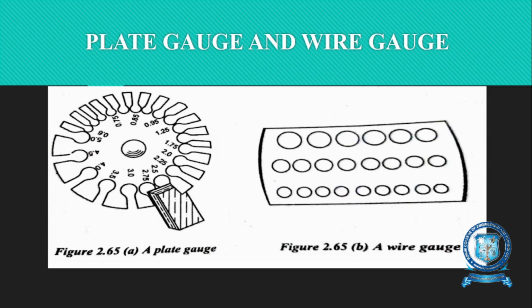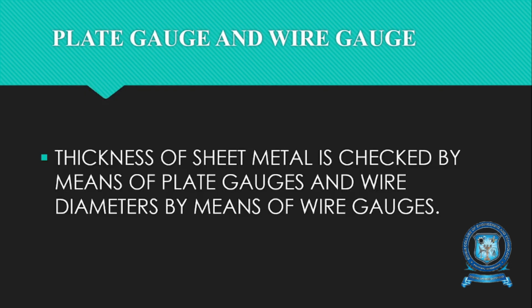And the next one is the inter-ring gauge. This gauge is mainly used for measuring errors in the geometrical form and size, and for testing surfaces for the true position of one surface with respect to another surface. And next, plate gauge and wire gauge. Thickness of sheet metal is checked by means of plate gauges and wire diameters by means of wire gauges.